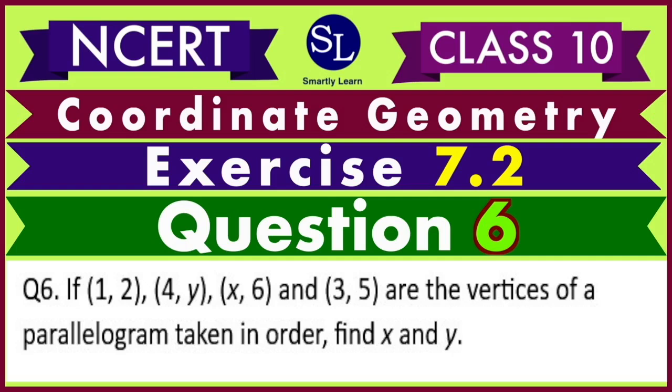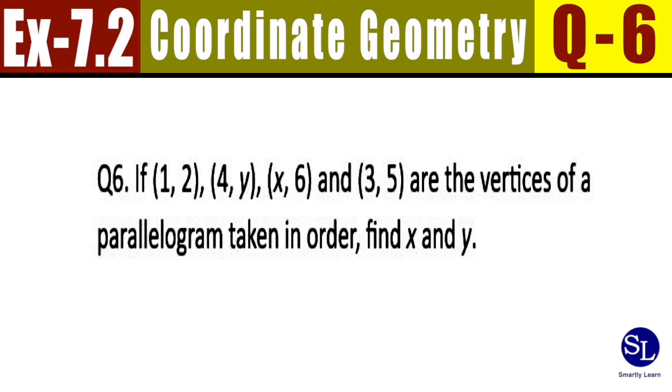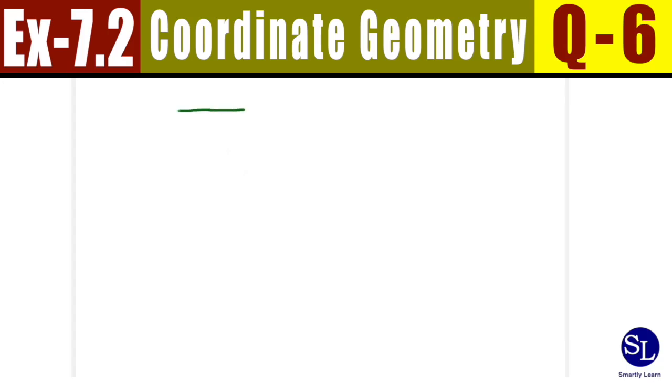In this video, let's see how to solve sixth question in exercise 7.2. If (1, 2), (4, y), (x, 6) and (3, 5) are the vertices of a parallelogram taken in order, find x and y. So let's mark these points in a diagram since they're taken in order in a parallelogram.